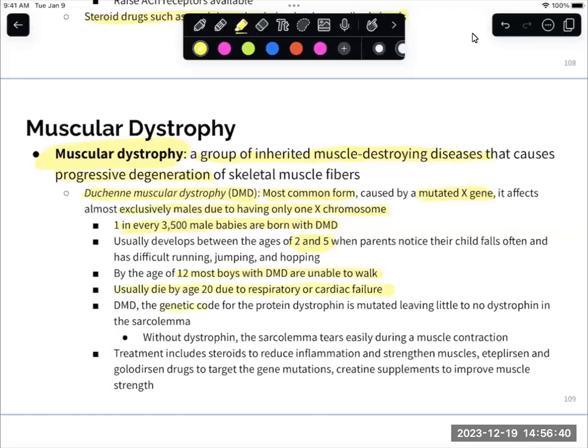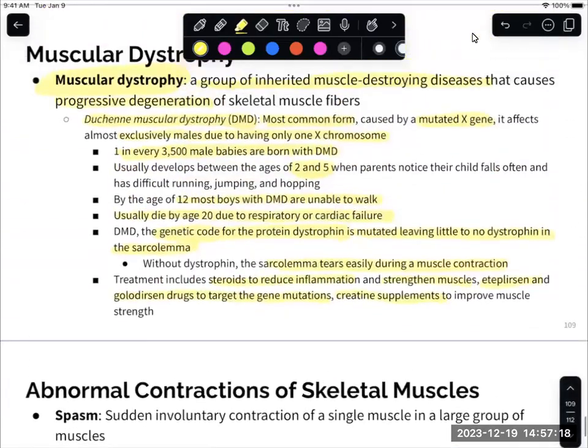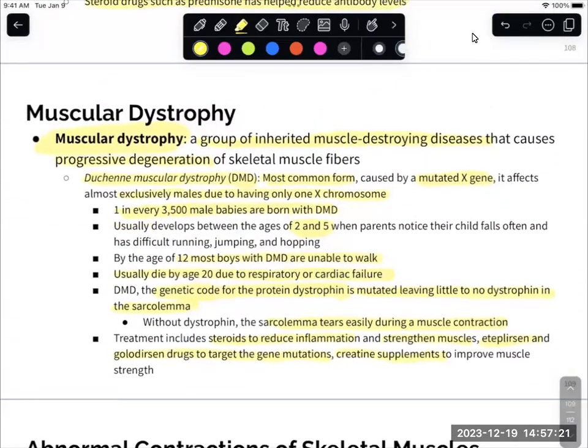So that genetic code for dystrophin, which is one of the proteins found at that sarcolemma, gets mutated. So there's no dystrophin there at that sarcolemma, which causes those muscles to tear upon contraction. They can treat it with steroids to help strengthen those muscles. There's some other drugs that target more that gene mutation, creatine supplementation to help improve strength, but it's still pretty sad, especially since it affects kids.